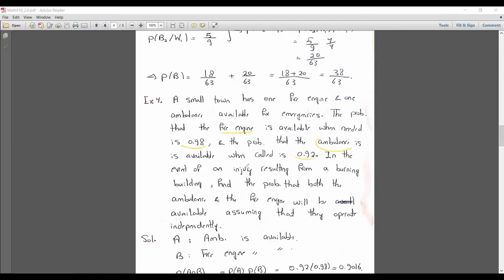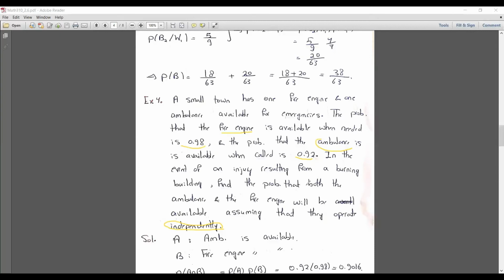In the event of an injury resulting from a burning building, find the probability that both the ambulance and the fire engine will be available, assuming what? They operate independently. Okay, guys? What do you mean again by independent events? For A and B to be independent, it is that P of A inter B is what? Is P of A times P of B.